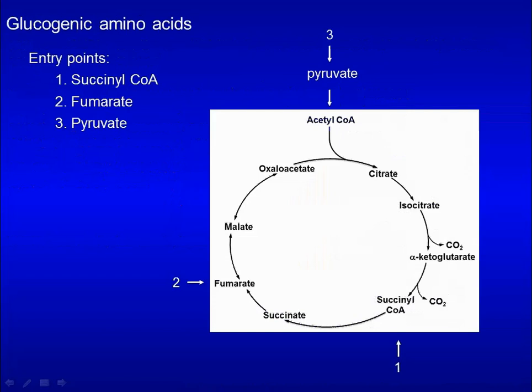Glucogenic amino acids enter the TCA cycle through 5 entry points. So far, we have covered 3 of them: succinyl-CoA, fumarate, and pyruvate. The remaining 2 entry points are oxaloacetate and alpha-ketoglutarate.